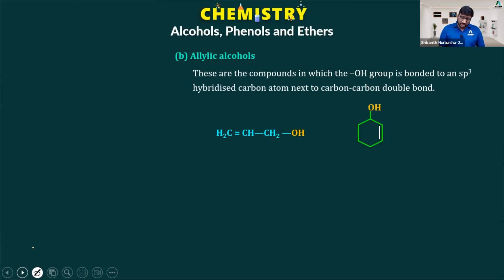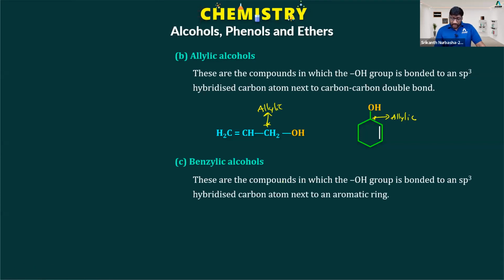Allylic and benzylic. This is your allylic carbon. The carbon next to a carbon-carbon double bond system is said to be allylic. This is again called allylic. If OH is connected to the allylic carbon, then that is said to be allylic alcohol.